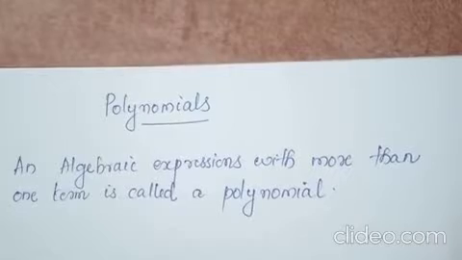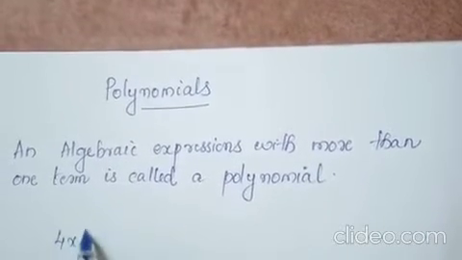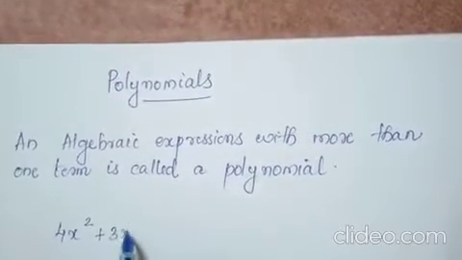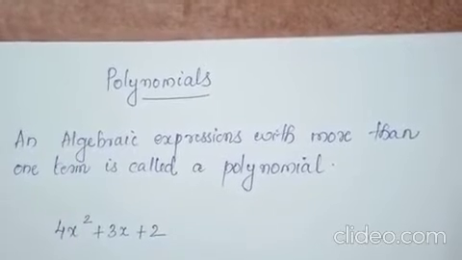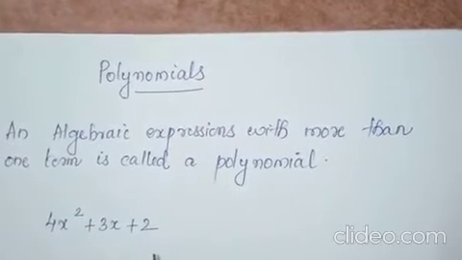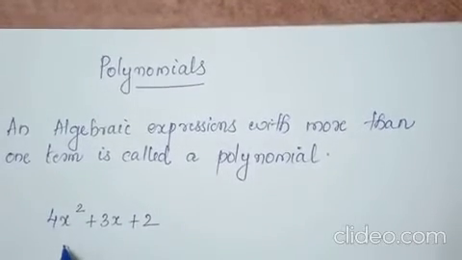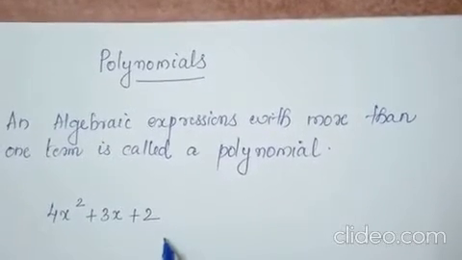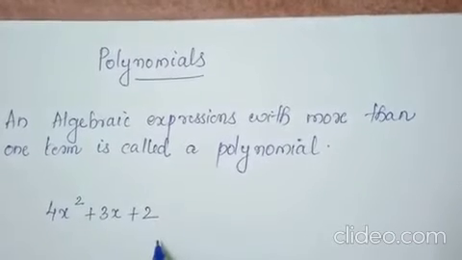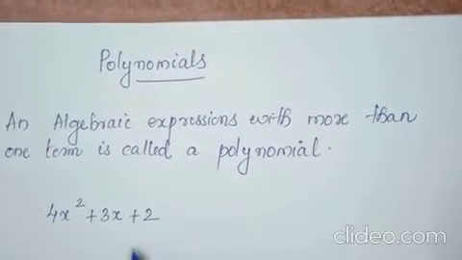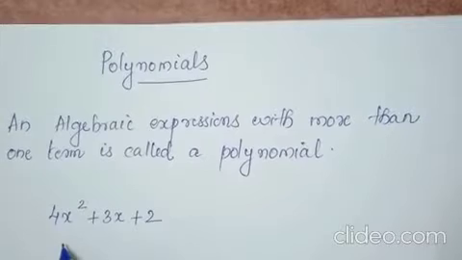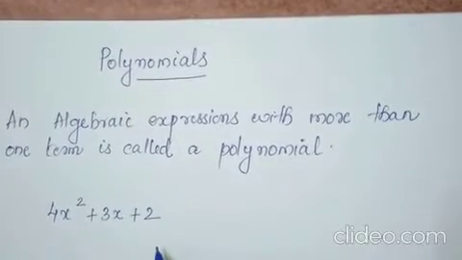So in this one, we have 4x square plus 3x plus 2. Look at the polynomial. This is an expression. See it. So which are the terms here? 4x square, 3x, 2 are called the terms of the polynomial. Understood? So this is called terms: 4x square, 3x and 2.